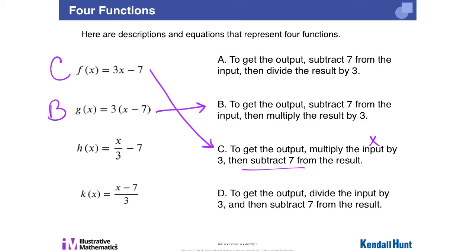In function g, we see that the order of these operations matter. So for example, in g, we're going to subtract 7 from x first. So that means subtract 7 from the input, then multiply the result by 3. And here's the other two. In h, we're going to divide the input by 3 first and then subtract 7. And in k, we're going to subtract 7 first and then divide that result by 3.